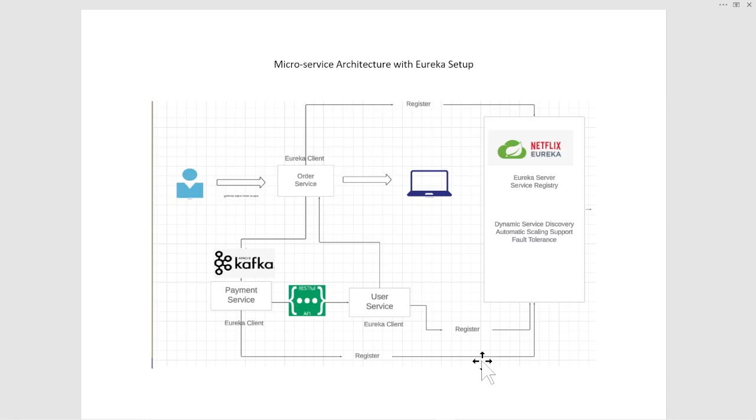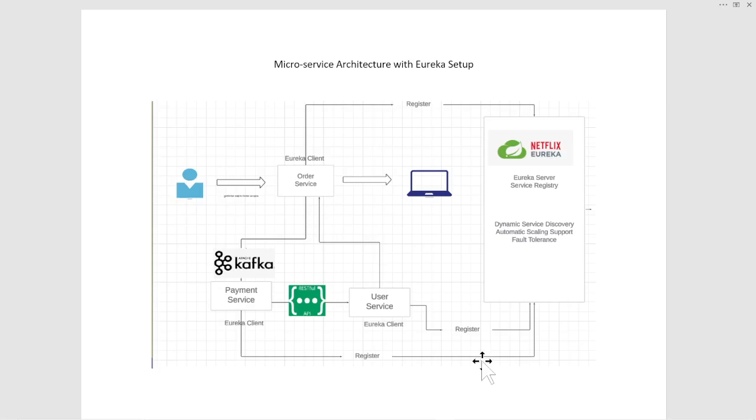In the registry, we have three services: user service, order service, and payment service, which automatically registered themselves when they started up. Other services can query the Eureka server to discover the address of any registered service without knowing its exact URL.